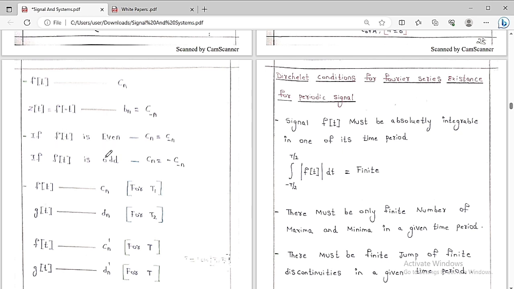If f of t is even, then definitely Cn is equal to C of minus n. If f of t is odd, then Cn is equal to minus of C of minus n. This is the thing you always have to keep in mind. If f of t is even, then Cn equals C of minus n. If f of t is odd, then Cn equals minus C of minus n.